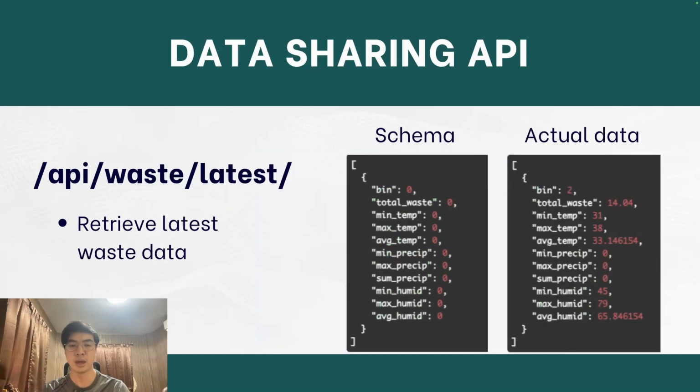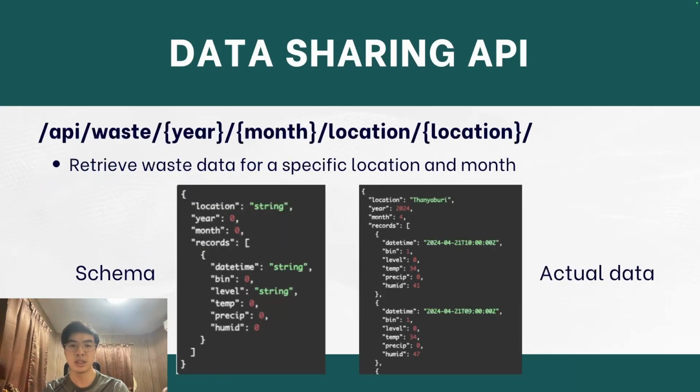Next is the API endpoint /API/waste/latest. So in this endpoint, we retrieve waste and weather data for all bins for the latest days. This endpoint returns a list of aggregated waste data and their corresponding weather information for each bin for the latest date.